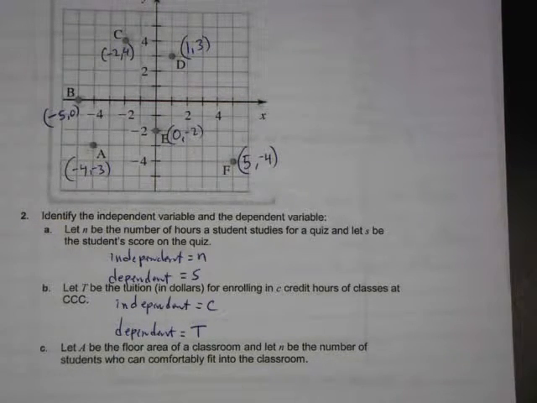All right, and finally part C. Let A be the floor area of a classroom, and let N be the number of students who can comfortably fit into the classroom. N is the independent. And A is dependent. So I would know the floor area.